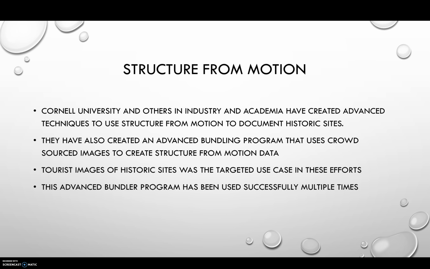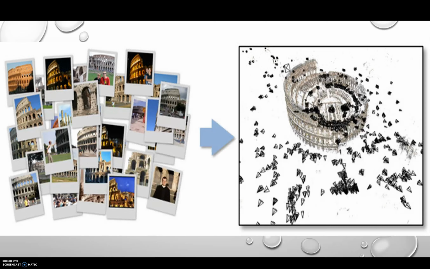Cornell University and other industry and academic partners have created advanced techniques to use structure from motion to document multiple historic sites. They have also created an advanced bundling program that uses crowdsourced images that were not specifically taken in stereo pairs. They are completely independent of each other to create structure from motion data. Tourist images of multiple historic sites have been used as the targets and the use cases in these efforts, and this advanced bundler program has been used successfully multiple times.